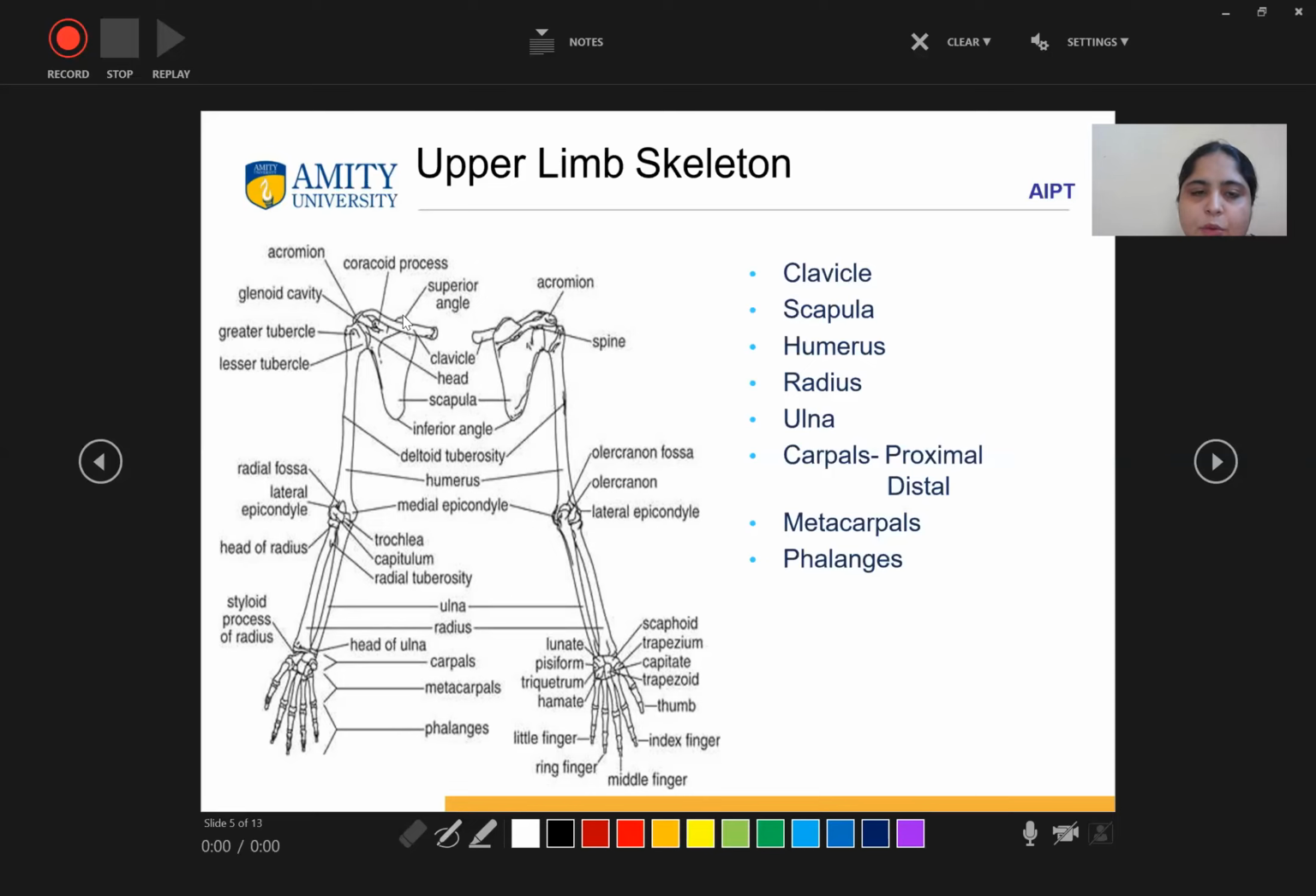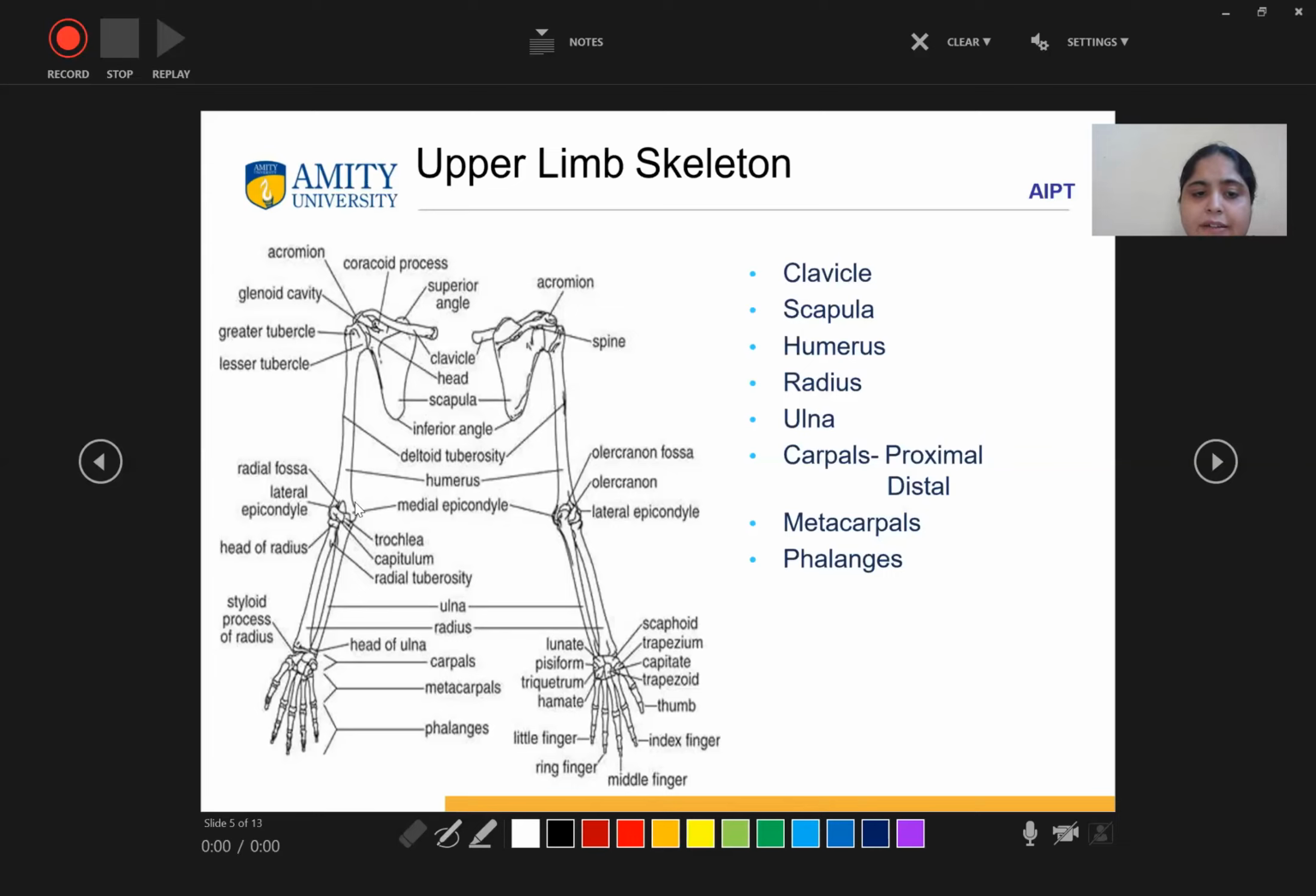In the anterior view, in the scapula, there is the superior angle. Then there is the coracoid process, the acromion process, and the glenoid cavity. Then in the humerus, there is the greater tubercle, lesser tubercle, and then there is the inferior angle. Then in the humerus, you can see the medial condyle and the lateral condyle. Then this is the radius and ulna.